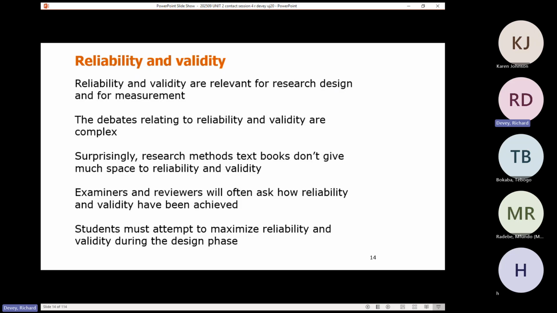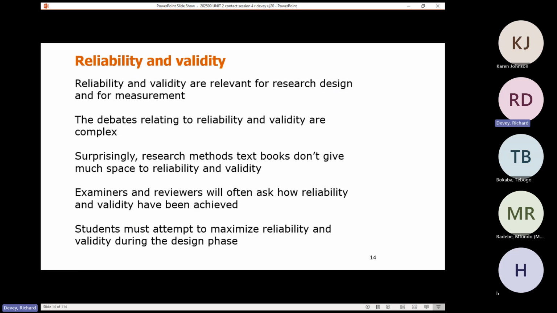Examiners and reviewers will often ask how reliability and validity have been achieved. Students must try and maximize the reliability and validity before they do the research in the field. They must try and get things right before they go into the field. It's very difficult to correct things once data has been collected.